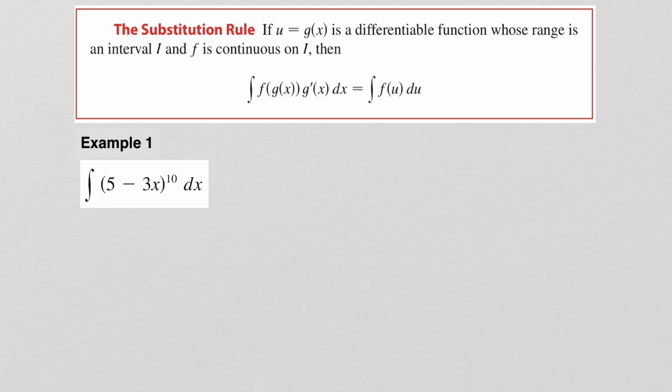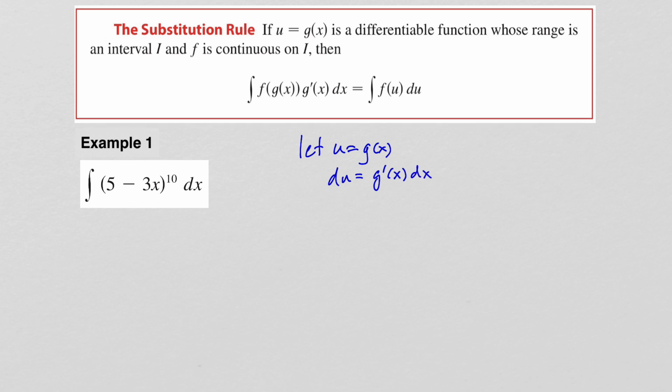The fundamental concept is that if you are trying to integrate a complicated function, we might be able to simplify it by letting u be equal to g of x, where g of x is the inside function of a composition of two functions. In doing this, du can be written as g prime of x times dx.